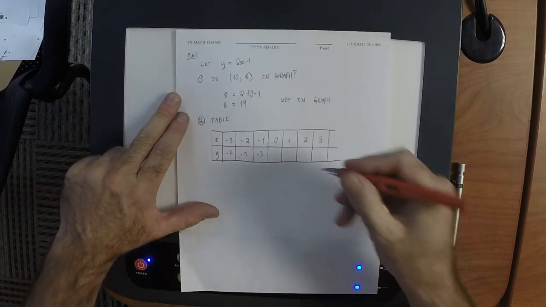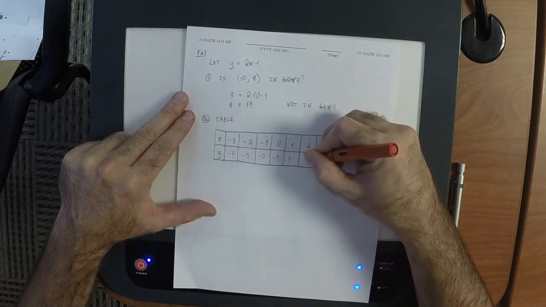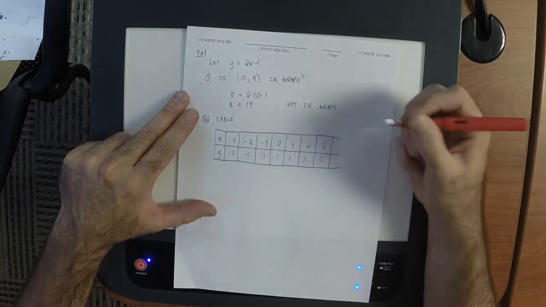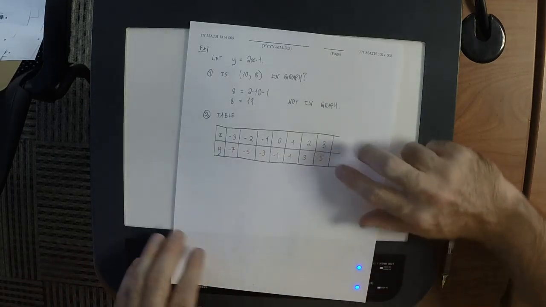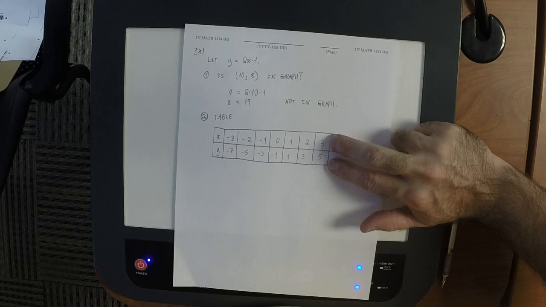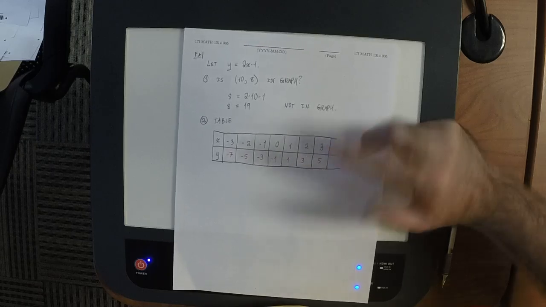Okay. So let's see if that really works. So the next one would be negative 1, and then 1, and then 3, and then 5. I just added 2. I didn't look at the equation doing that. Let's check the last one. Is it 3, 5? Do I have that right? How do I confirm or deny that? Plug it in.